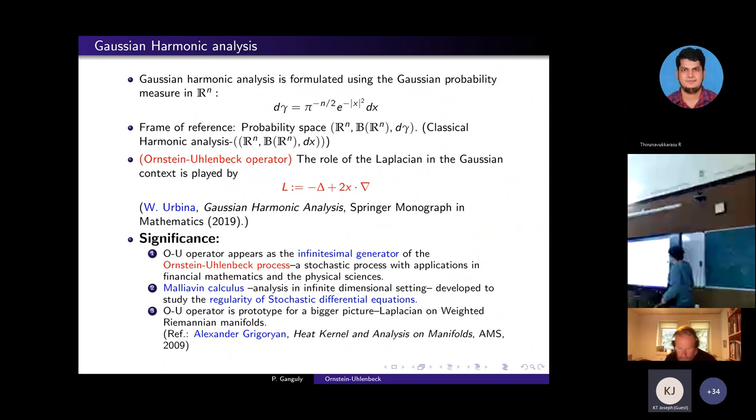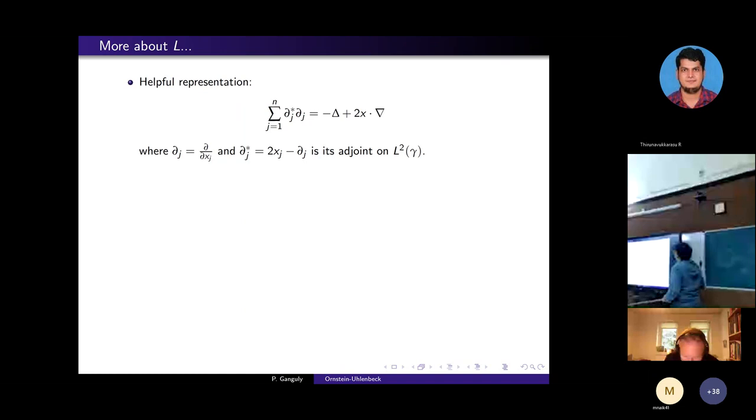So for a detailed account of weighted Riemannian manifolds, one can look at this very well-written book of Grigor'yan. Okay. So now let us talk more about the Ornstein-Uhlenbeck operator. Unlike the Euclidean case where the Laplacian is just a sum of squares of the vector fields, here we have a somewhat similar representation, del_j star del_j, where del_j is the usual vector field and del_j star is the adjoint of that usual vector field on L2(gamma). L2(gamma) is basically L2(R^n) with that measure d gamma. So this will be helpful for our purpose.